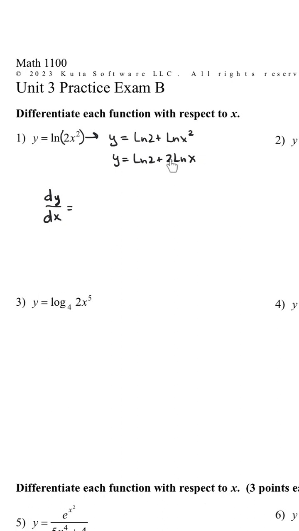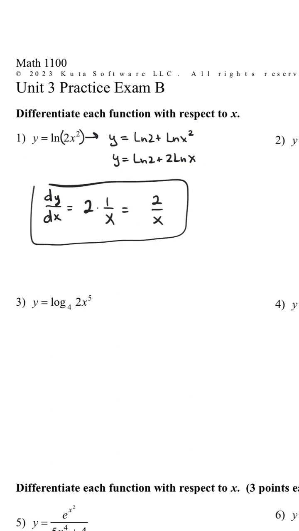2 is a coefficient, so it's going to stay 2. The derivative of natural log of x is 1 over x, so it's 2 times 1 over x, which is 2 over x.